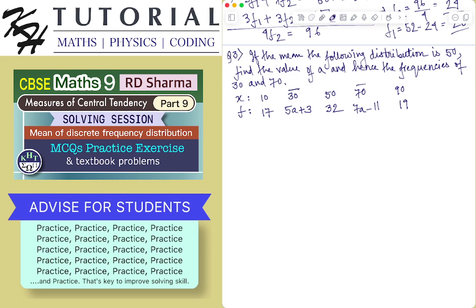The only way we can find the value of a is by finding the mean. So mean will be equal to summation of xi fi, where i will be 1 to how many unique values of x are given? 5, divided by summation of fi, i ranging from 1 to 5.